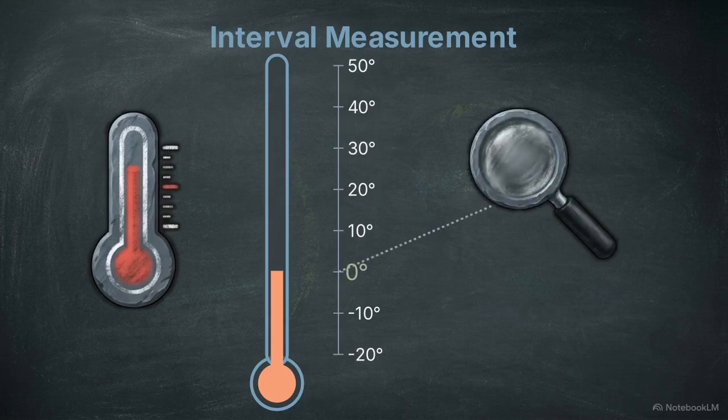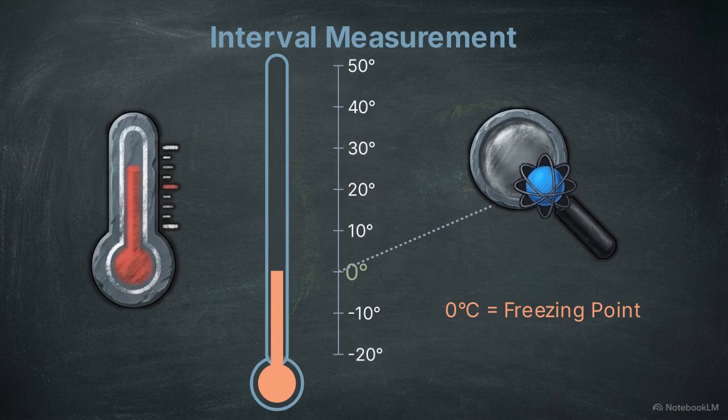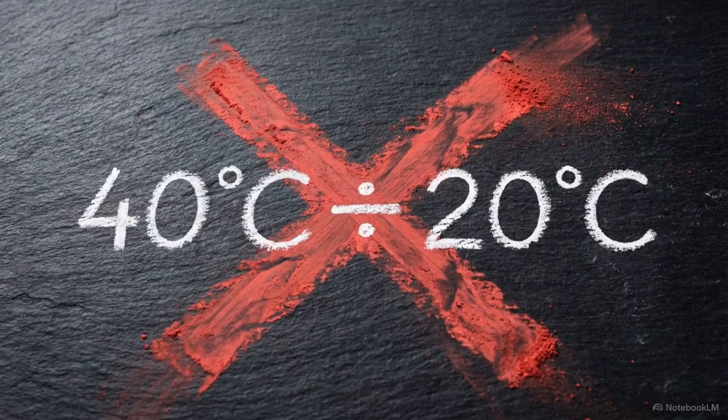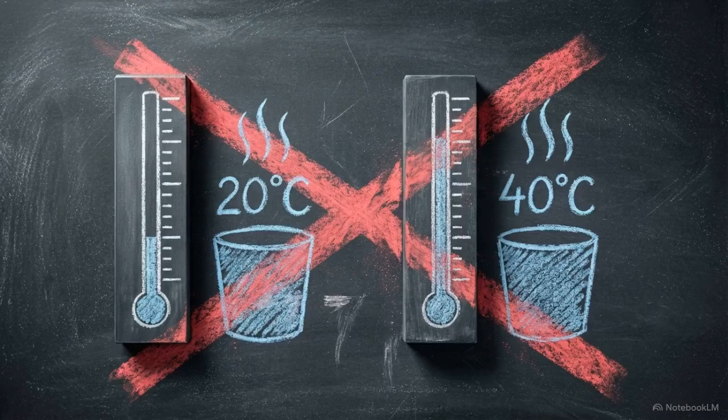It lacks a true absolute 0 point. A measurement of 0 degrees Celsius does not signify the complete absence of temperature or kinetic energy. It is merely an arbitrary freezing point set on a continuous scale. The property being measured still exists in the negative numbers. Because there is no absolute starting point, calculating ratios remains banned. It is mathematically incorrect to claim that 40 degrees Celsius is twice as hot as 20 degrees Celsius.